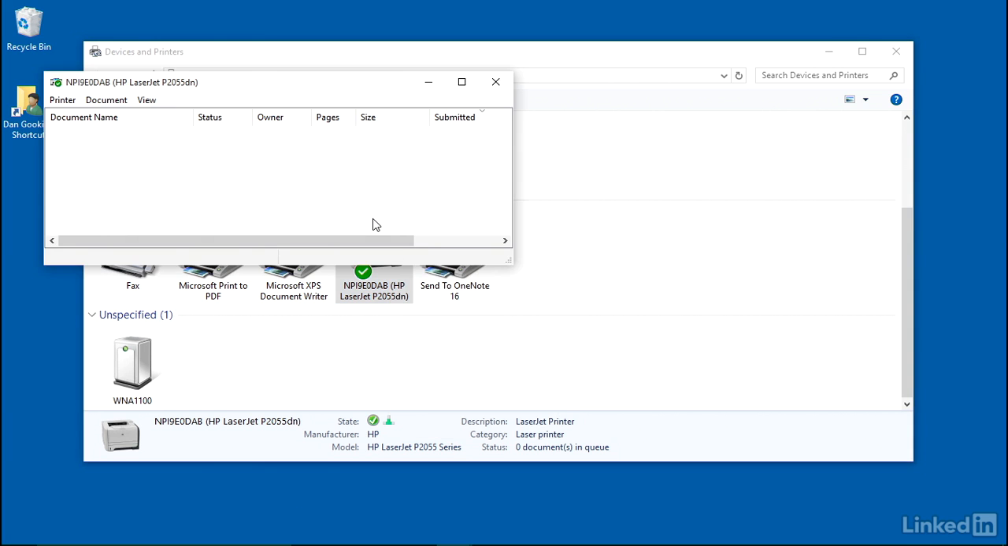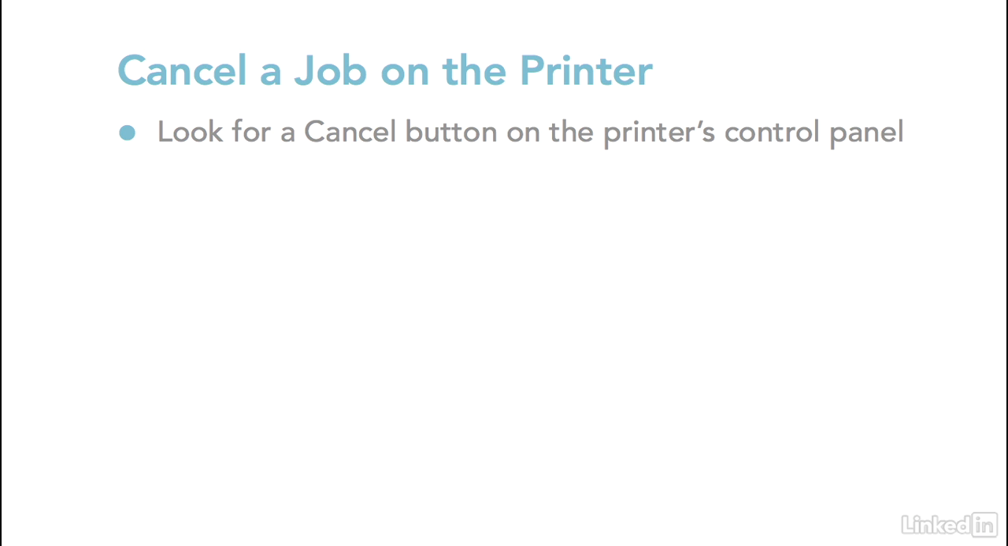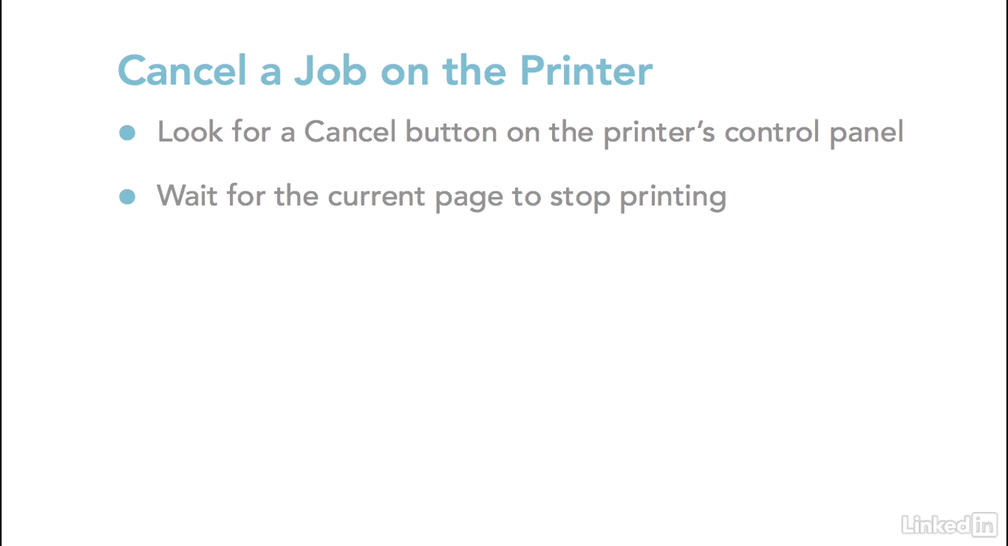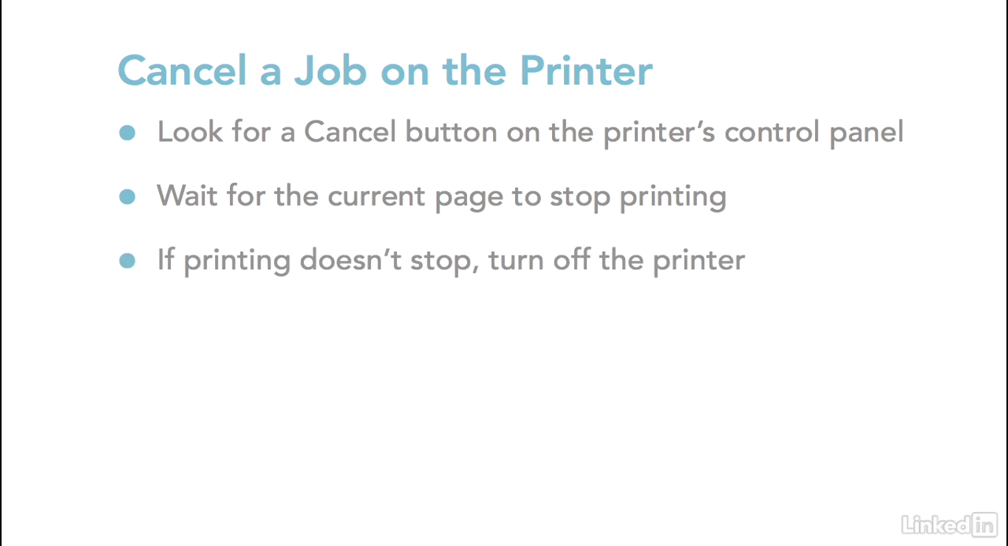Here you see the printer queue, which is empty here, but if documents were waiting to be printed, you would see them in the list. To cancel a job, you'd click to select it in the list, then you choose Document, Cancel. A more direct and efficient approach is to use the Cancel button on the printer. Press that button and then wait for printing to stop. Now be patient. The page currently printing may continue to print even after you use the Cancel button. If printing doesn't stop or when the printer lacks a Cancel button, turn it off.